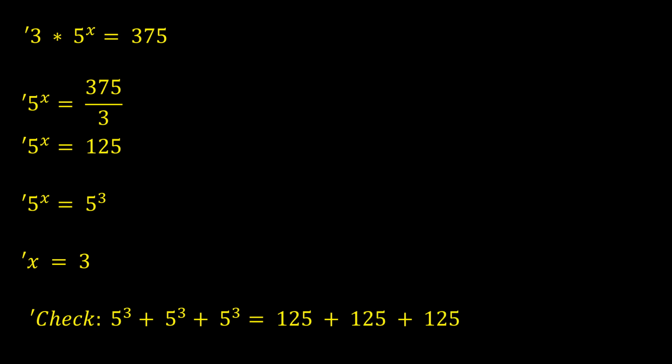Let's check our answer by substituting x equals 3 back into the original equation. This gives us 5 to the third, plus 5 to the third, plus 5 to the third, which equals 125 plus 125 plus 125. This simplifies to 375.